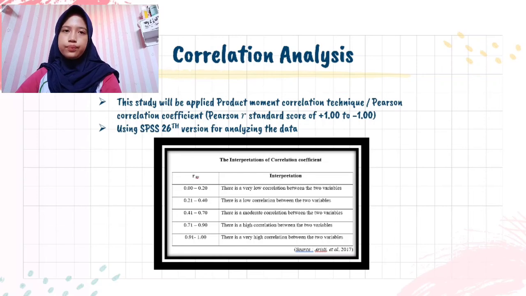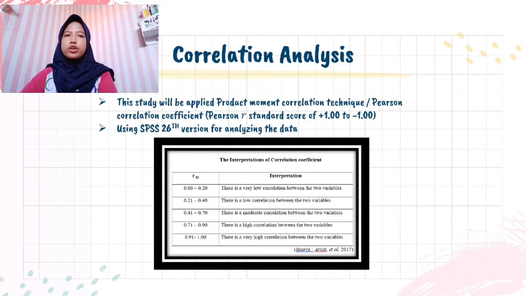And the next is correlation analysis, to analyze the data obtained from the vocabulary mastery test and speaking ability test, and in order to find out the correlation coefficient of students' vocabulary mastery as the independent variable and students' English speaking ability as the dependent variable by applying the SPSS program.